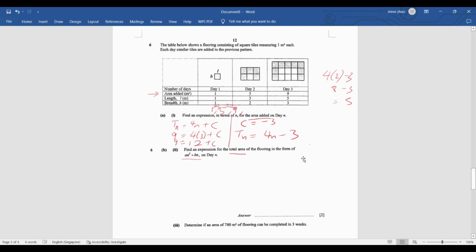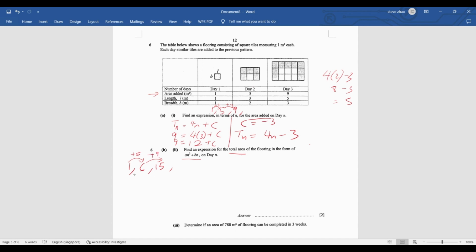What do I mean? First thing, let's just get the total area first. How to get the total area? Let's take the length times the breadth. So the first one is just 1. Day 2 is 3 times 2, you get 6. Of course, you can also take 1 plus 5, no issue. Day 3 is 5 times 3, which gives you 15. And so on. Now, this is plus 5. This is plus 9.